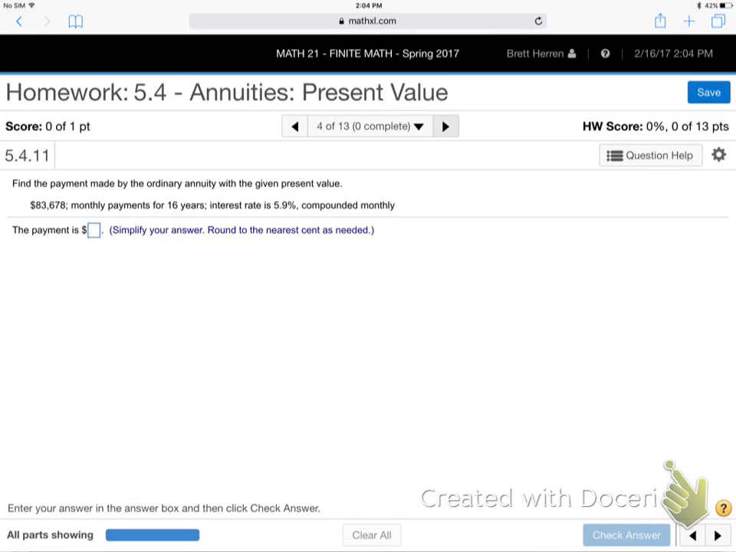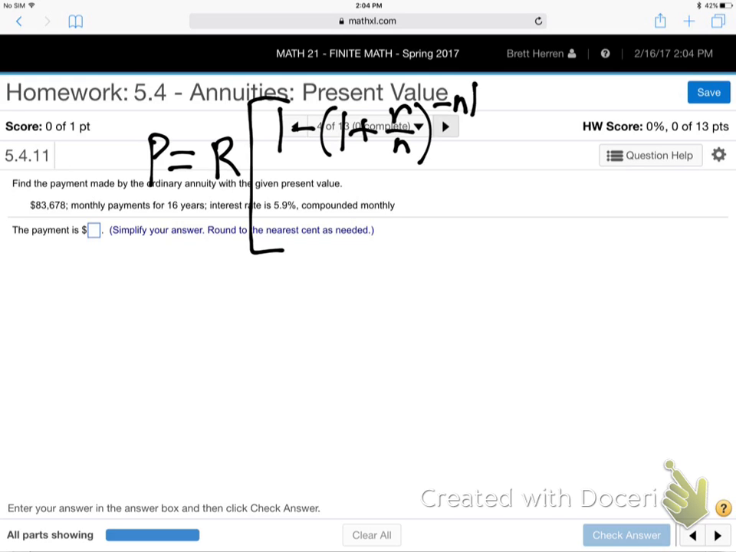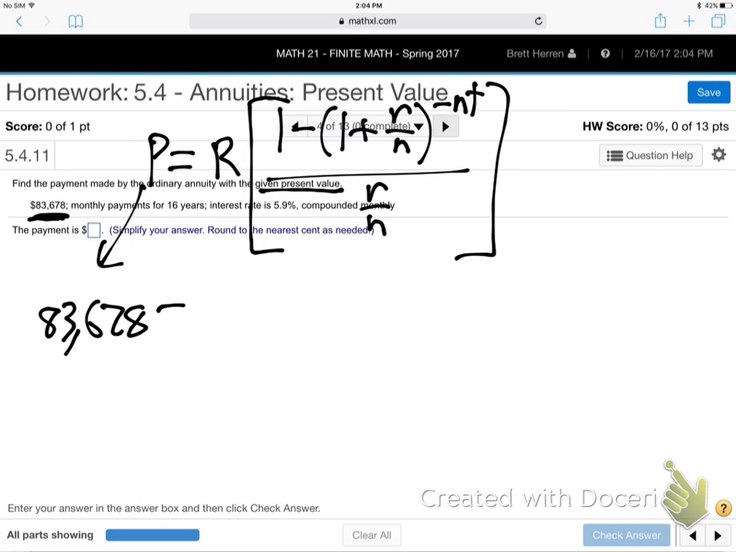all right, so let's do that. Present value is R times 1 minus 1 plus R over N to the minus N T, over R over N. Okay, so this time we're finding the payment. So we want to find R with the given present value. See what it says, the given present value? The 83,678, that's the present value.